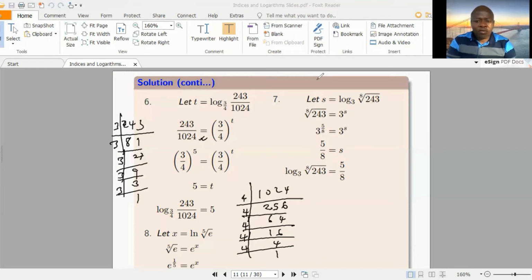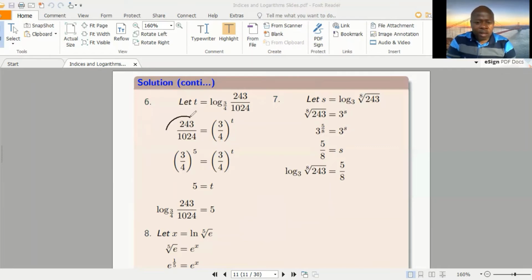So what that therefore means is that this number here is the same as 3 out of 4 raised to 5. That's why I wrote it here. So I just looked at this and looked at this. So I sought to write this in terms of this and this in terms of this. So the bases are the same, 3 out of 4, 3 out of 4. So the power of 5 equals t. And so I make my conclusion.